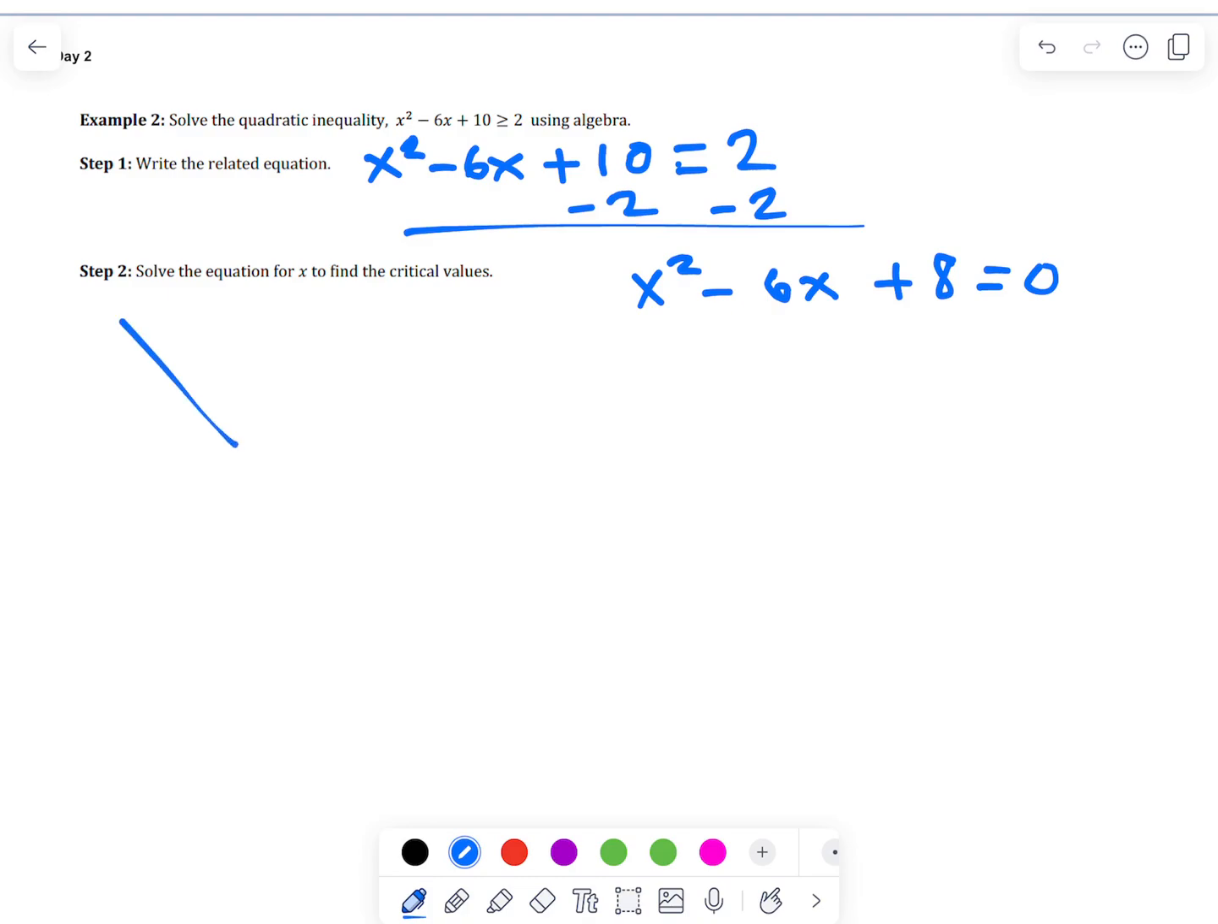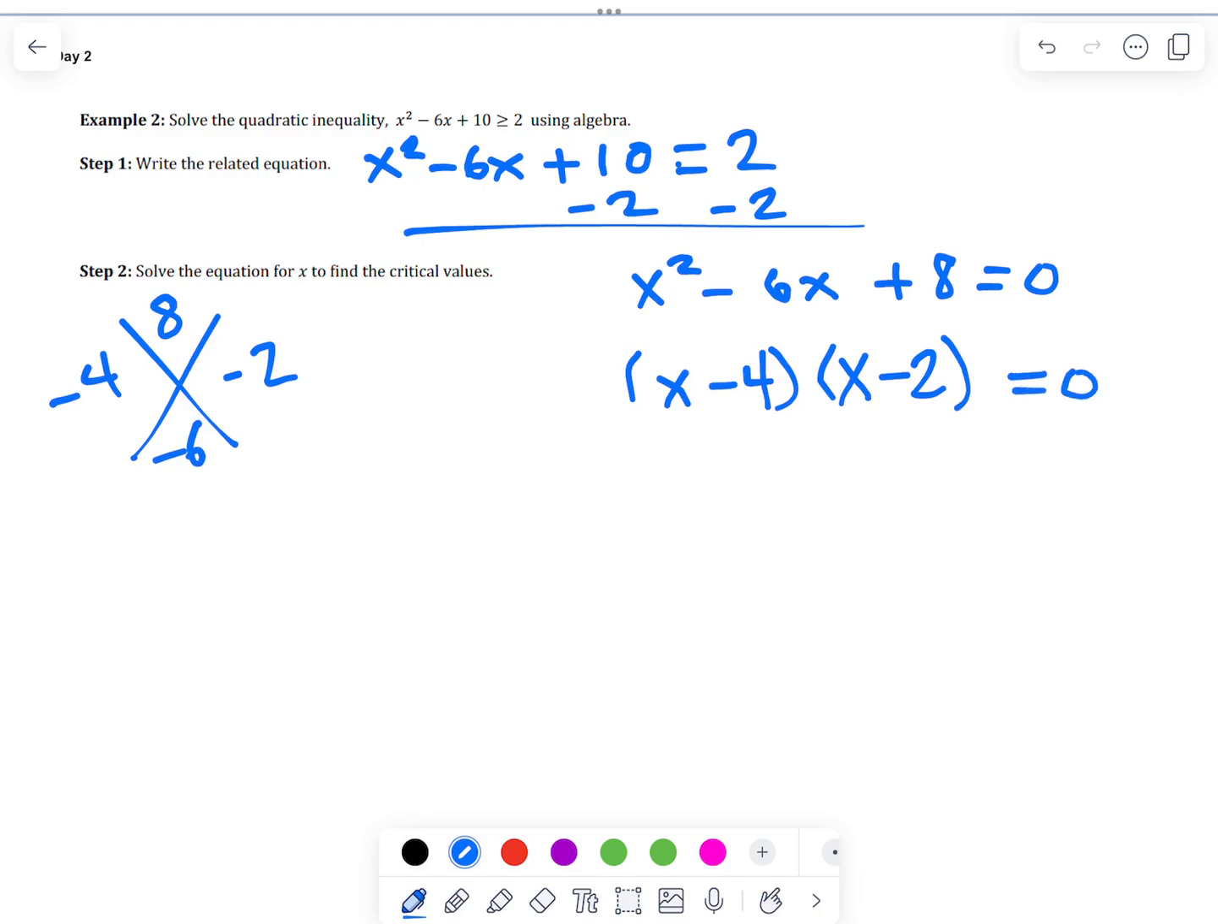So we're going to factor it now. So we're going to use our diamond. What are the factors of 8 that add to -6? And that's -4 and -2. So we factor it into our two binomials.